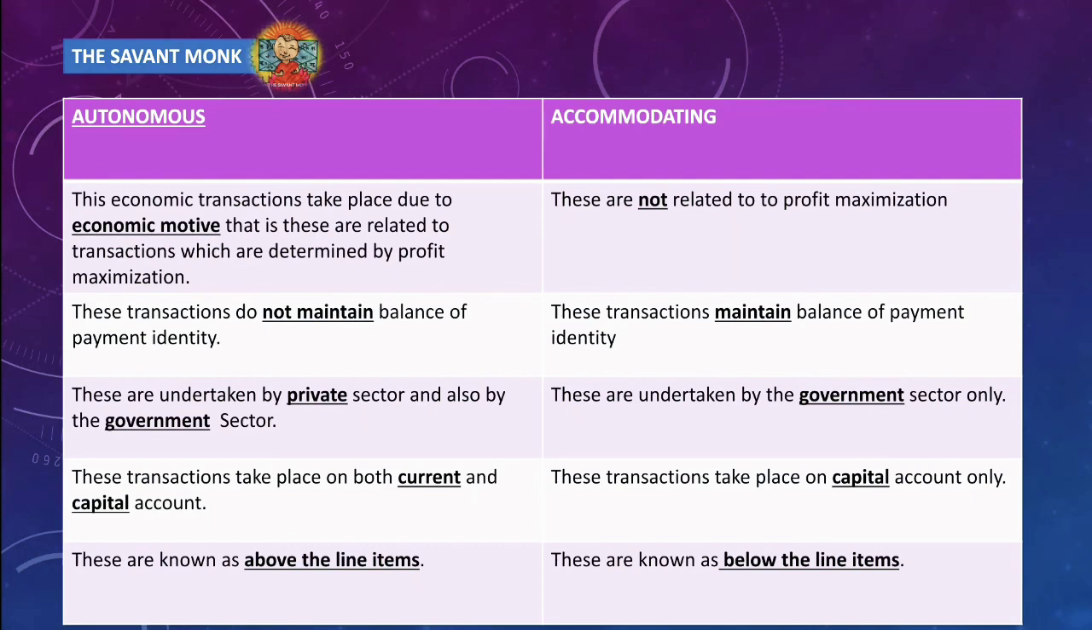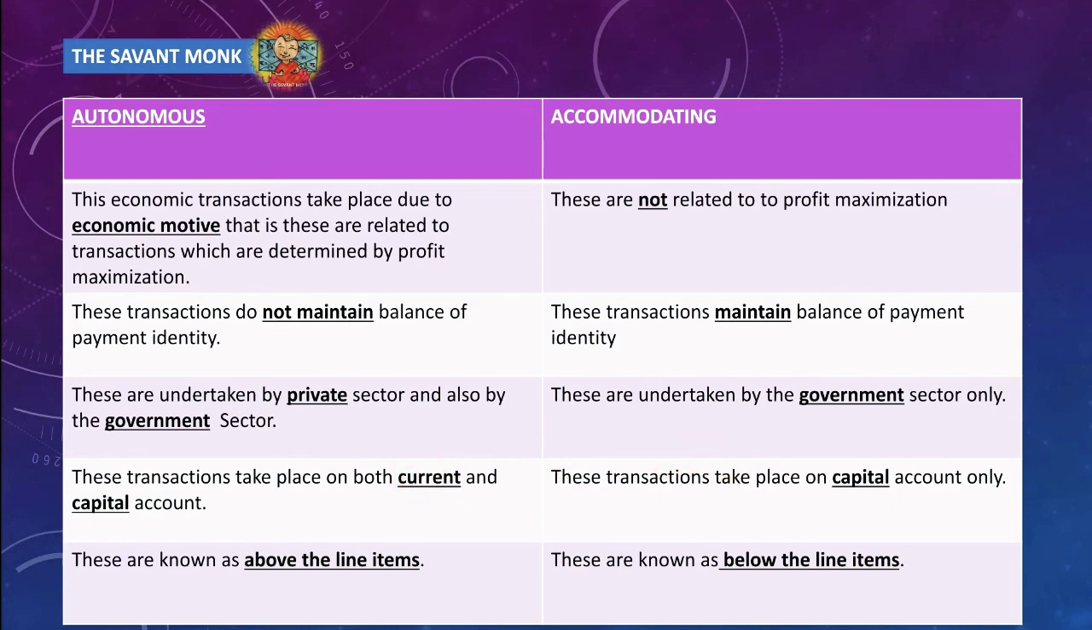Okay, so over here you can see that first of all I have given the meaning of both the things. Autonomous are related to economic motives for profit maximization. On the other hand, accommodating are not related to profit maximization. Then autonomous items do not maintain balance of payment identity, that is, these are not conditioned by positive or negative balance of payment status of the country. On the other hand, accommodating items maintain balance of payment identity, that is, these are conditioned by positive or negative balance of payment status of the country. Autonomous transactions are undertaken by the private sector and government sector also, whereas accommodating transactions are undertaken by the government sector alone. Then autonomous transactions take place in both current and capital account, whereas accommodating transactions happen only in capital account. Autonomous transactions are also called above the line items, and accommodating are also called below the line items.